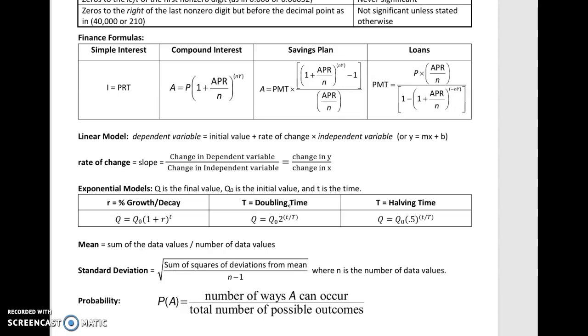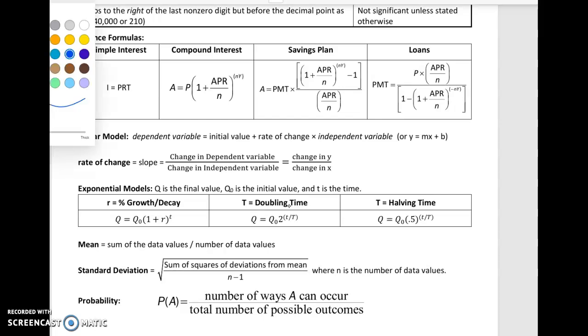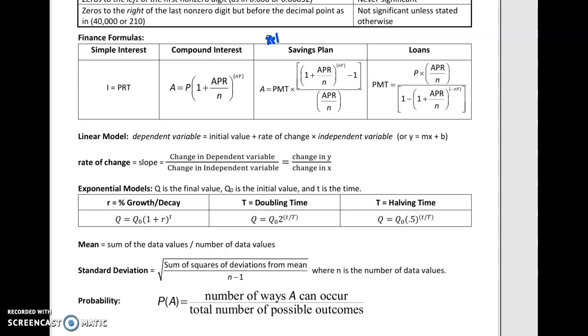Then we have the savings plan. So the savings plan formula is something that you want to use when you are trying to save for something. A lot of times this will say a retirement plan. Or you want to save up to purchase a car, to purchase an appliance. So this is called the savings plan.